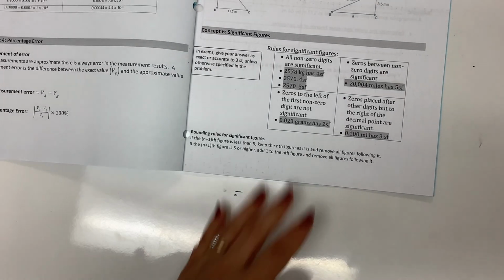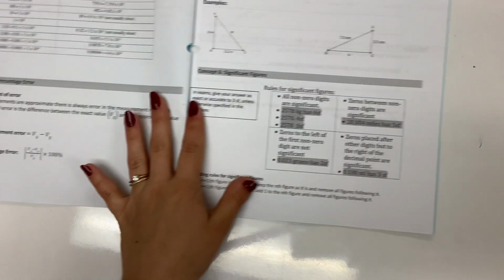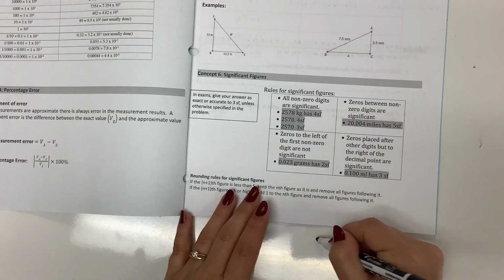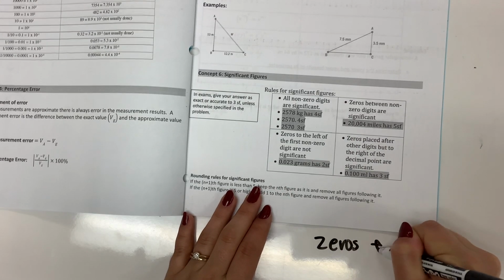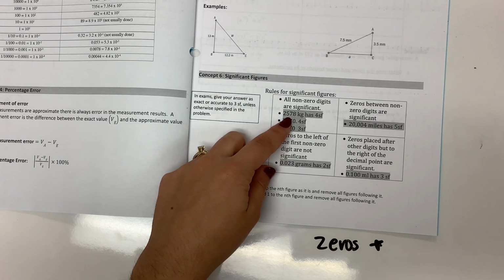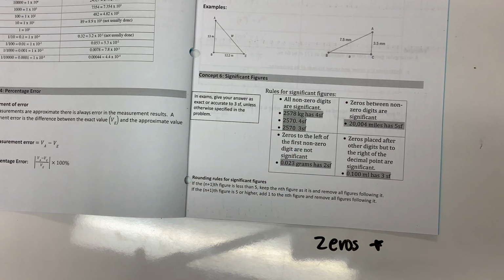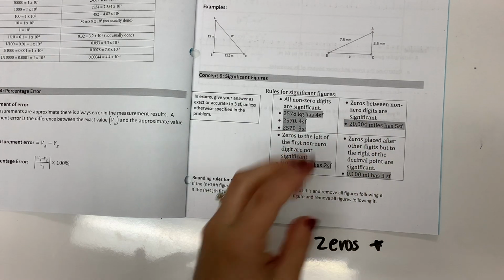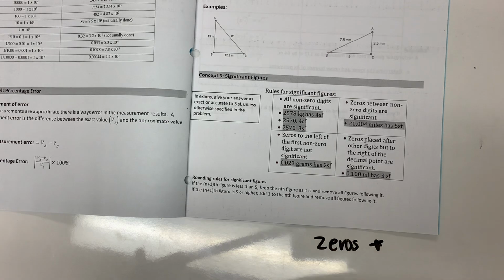So those rules are listed here, and I know they're a little bit funky, but really the things that throw us off the most are zeros, right? Those are basically the trickiest guys to look out for. Everything that's not a zero is a significant figure. And then depending on where the zeros are placed, it tells us something about precision as well.